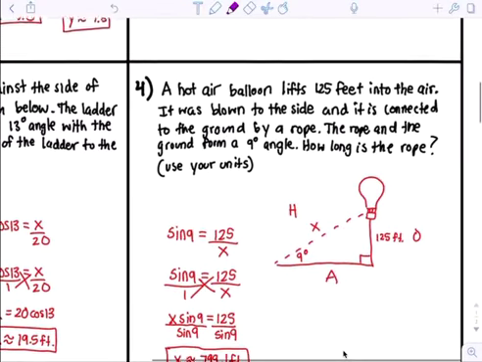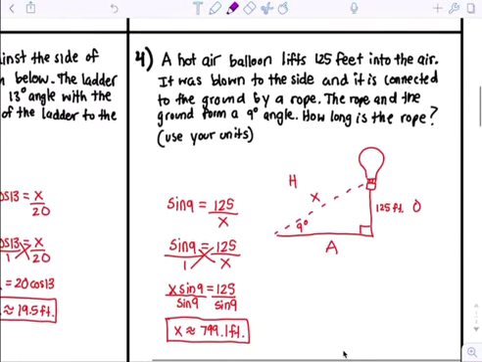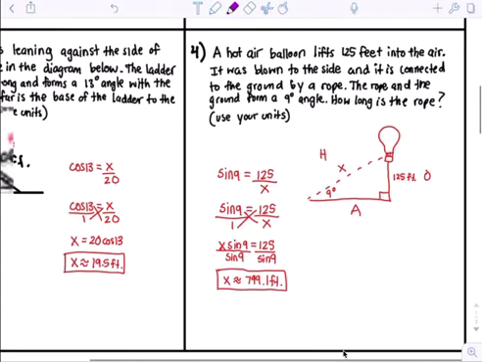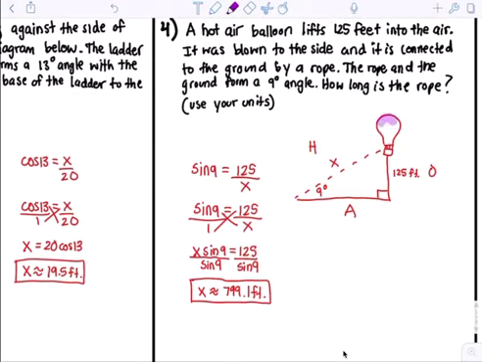So there's that. Number 4. Okay, so you actually had to do a drawing of this. A hot air balloon lifts 125 feet into the air. It was blown to the side and is connected to the ground by a rope.